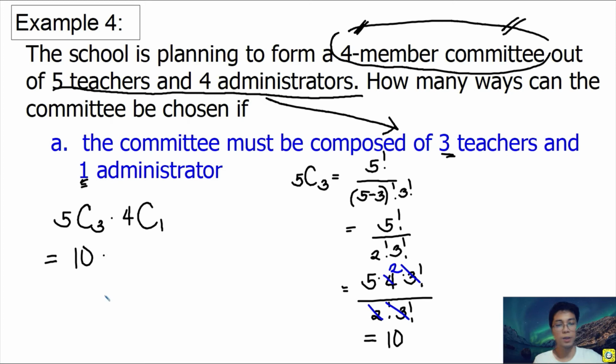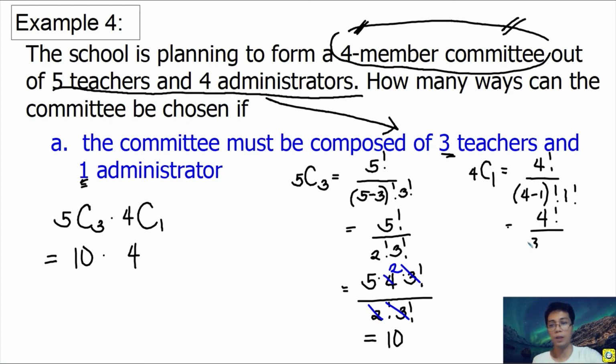Okay, times. Now, si 4 chosen 1, alam na kagad natin na si 4 chosen 1, that's equal to 4. Kasi di ba may formula tayo na n chosen 1 is equal to n. Pero pakita na rin natin dito yung solution natin. Sige, prove natin. 4 nga talaga yun, ano? So, 4 chosen 1, that's equal to 4 factorial over 4 minus 1 factorial, 1 factorial. So, that's equal to 4 factorial over 3 factorial, 1 factorial. So, ito magiging 4 times 3 factorial over 3 factorial, 1 factorial. So, makakancel si 3 factorial at 3 factorial.